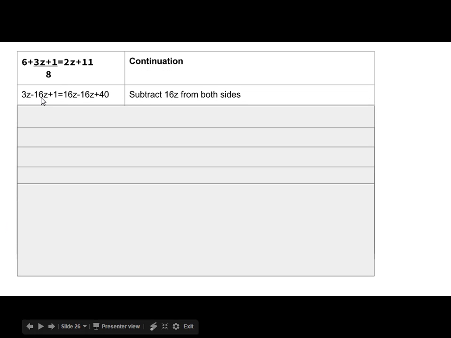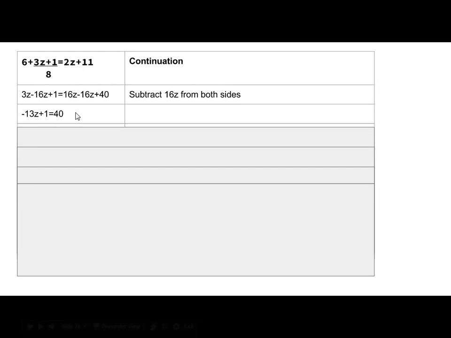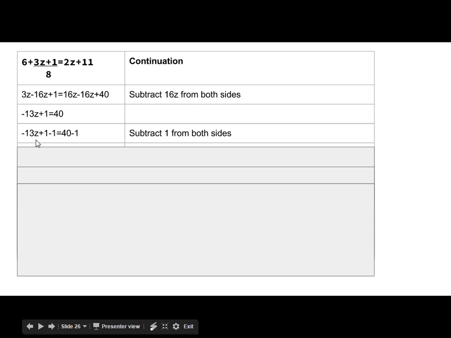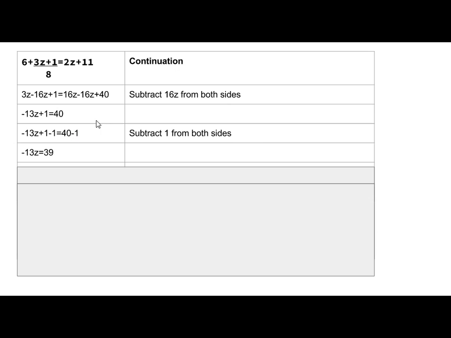Our next line is going to be that I want to get all of the z's to one side. So I have 3z minus 16z plus 1 equals 16z minus 16z plus 40. I subtracted 16z from both sides. Then simplifying, I'm left with negative 13z plus 1 equals 40. The next step is to get rid of this 1 on the left side. I want to get all my numbers to the right side, so I need to subtract 1 from both sides. So negative 13z plus 1 minus 1 equals 40 minus 1. Simplifying again, I have negative 13z equals 39.